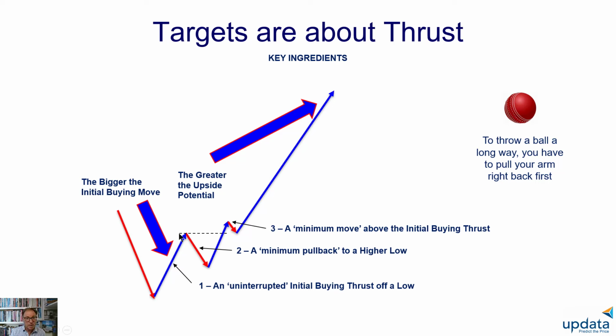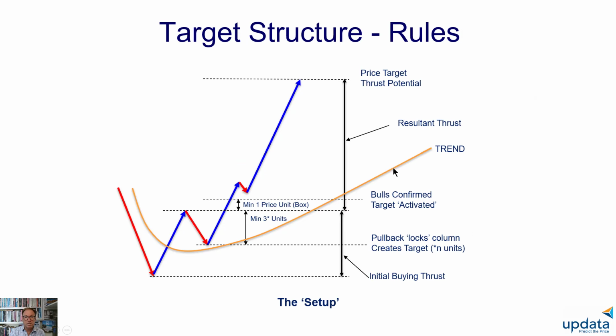The bigger this initial buying move, and then a pullback, and then a move above that buying move, the greater the upside potential. That's the simplicity of the price targets. So the key ingredients we need is we need a move off a low, an uninterrupted buying thrust, a minimum pullback to a higher low, there's Dow theory there, and then a move of at least 1 unit above the buying thrust to activate that buying thrust to give us the overall potential. And so that's really the key behind this, and of course the same works in reverse for a downtrend.